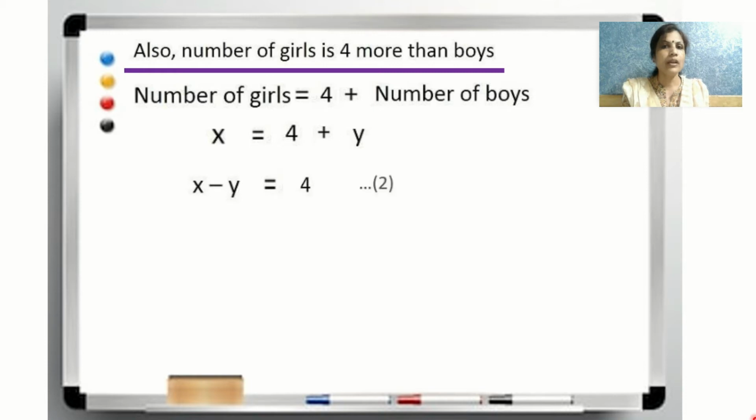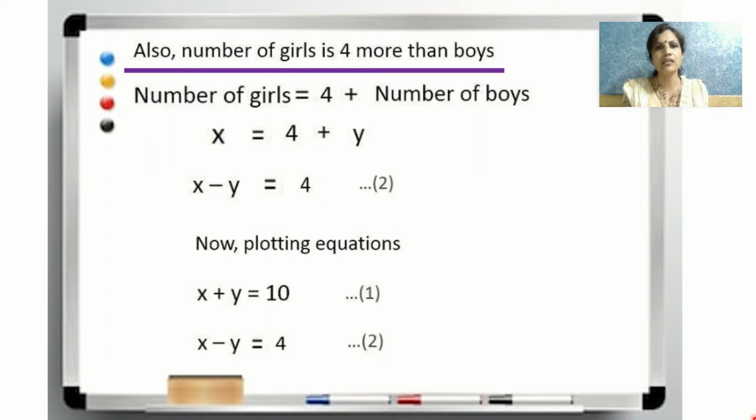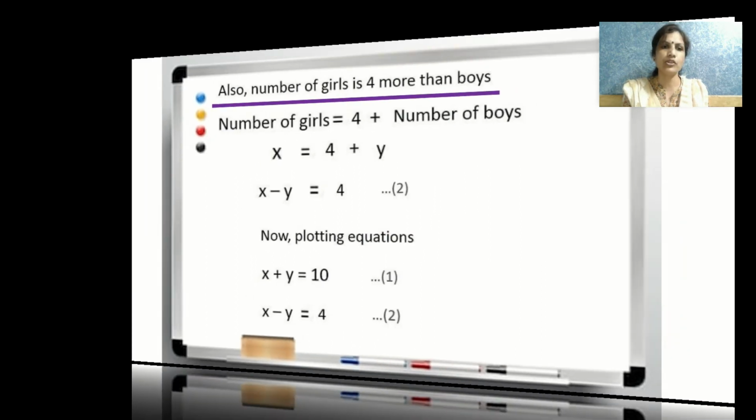Now we have got two equations and we have to solve these two equations in the form of a graph, or graphically we have to find this out. When we have to solve the equations graphically, we need the coordinates. So let's try finding the coordinates for both the equations. We'll start with equation 1, x plus y is equal to 10.